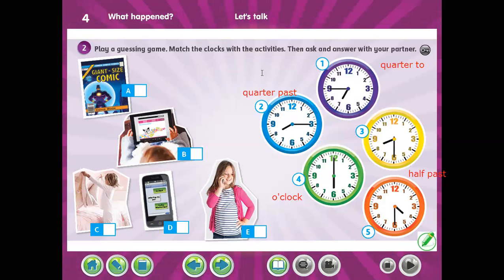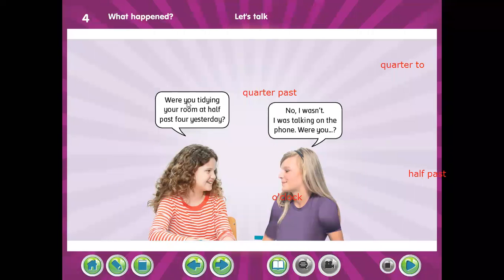This conversation we practiced yesterday. Let's see. Listen and repeat, please. Open your microphones. Listen and repeat. Were you tidying your room at 4:30 yesterday? No, I wasn't. I was talking on the phone. Were you? No, I wasn't. I was on the phone.